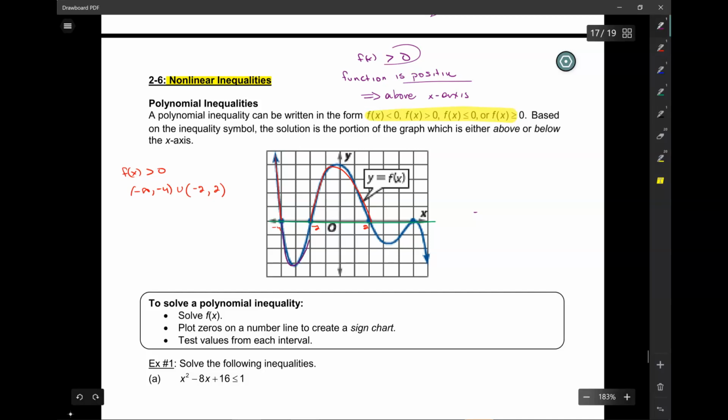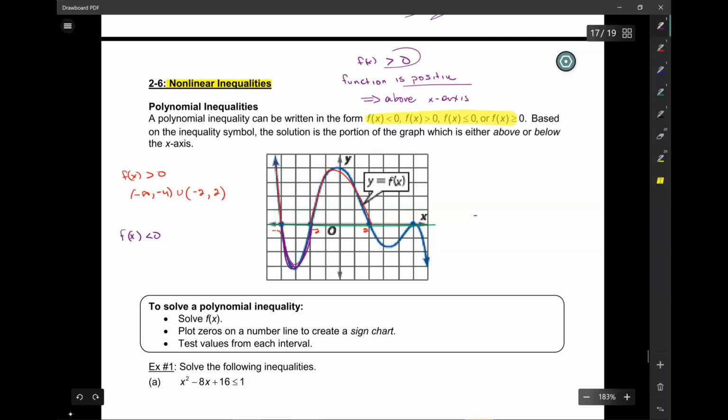Okay, now let's talk about when f of x is negative. Well, f of x is negative here, right? So I can say f of x is less than 0 from negative 4 to negative 2. And f of x is also negative or less than 0 or below the x-axis from x equals 2 all the way to x approaches positive infinity.